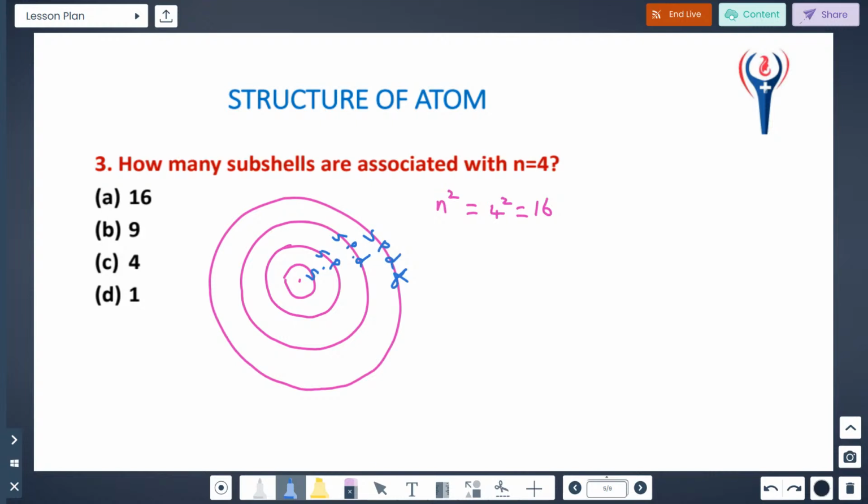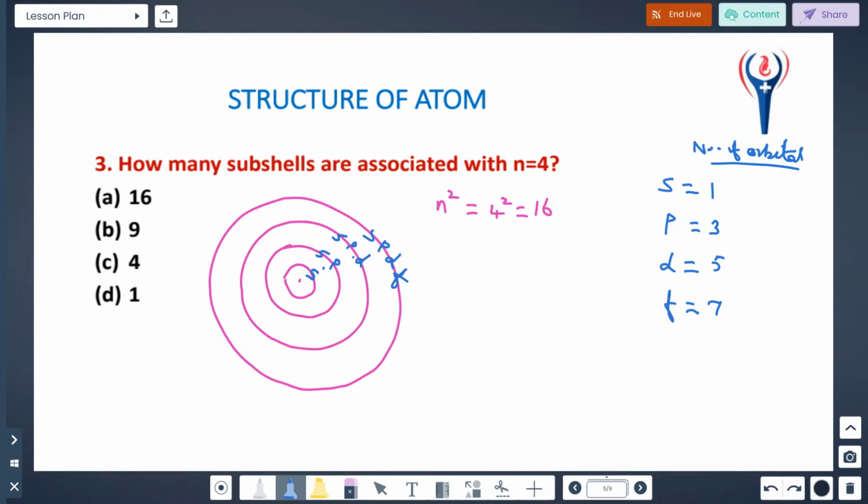The s means maximum how many orbitals? Here s means we have only one orbital. You must know the number of orbitals for each. In s we have only one orbital. For p, I told you, we have three p orbitals: px, py, pz. D means we have 5. Just remember the odd numbers 1, 3, 5, 7. F means how many orbitals? In f we have 7. Understood? Okay.